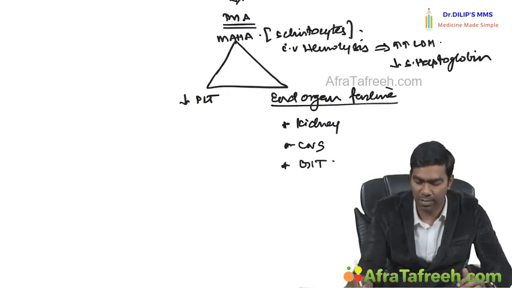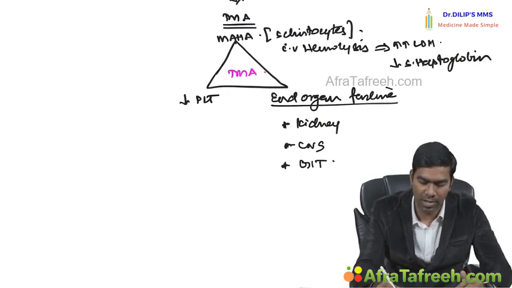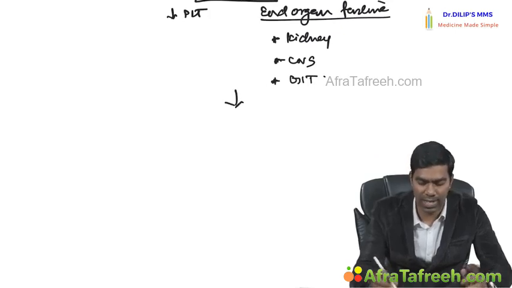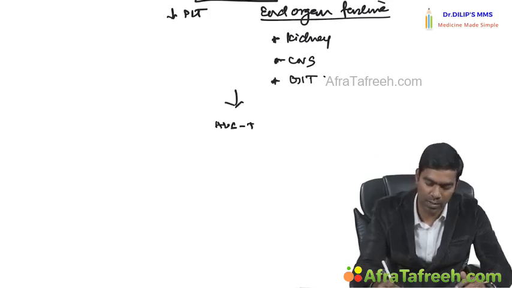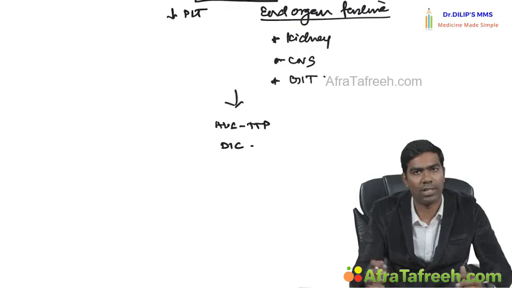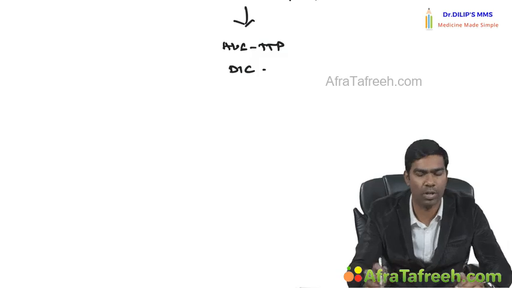This is a characteristic TMA triad. It can be seen in many conditions. The moment you see this TMA triad in exam, the classical DDs are only two. One is HUS TTP complex, or it could be a DIC. But a lot of other things, like even accelerated scleroderma, that is scleroderma renal crisis, or malignant hypertension, all these things also can mimic your TMA picture. But anyways, these are the classic DDs in exam that you have to know about TMA.